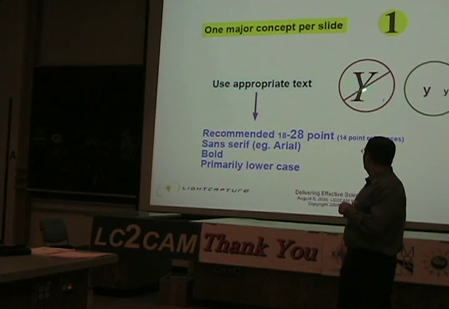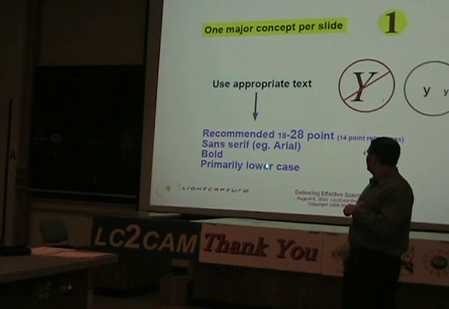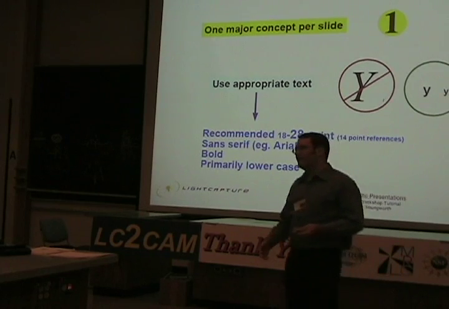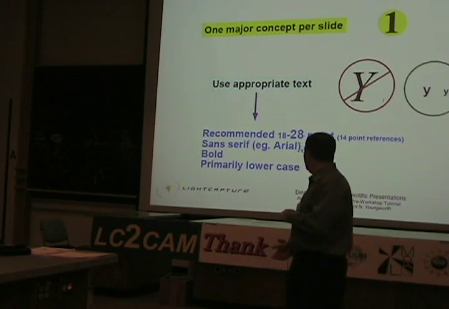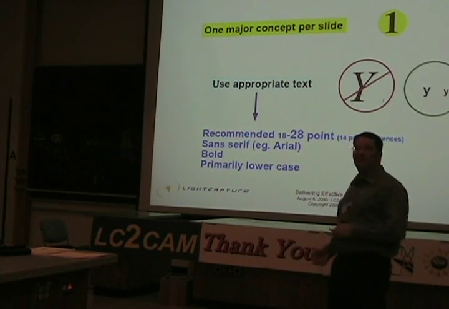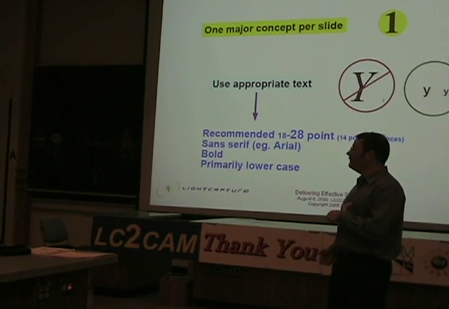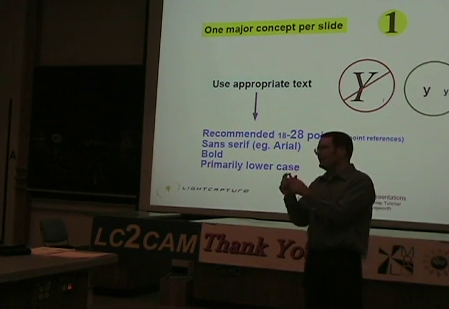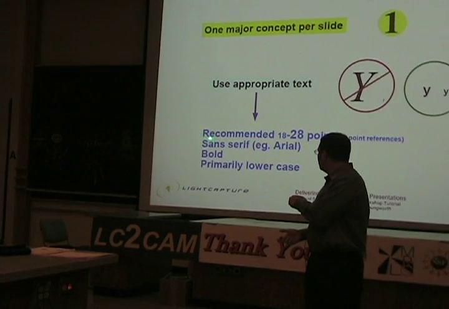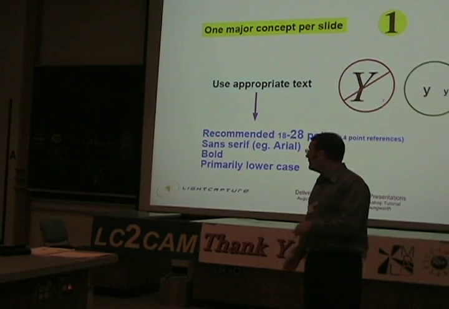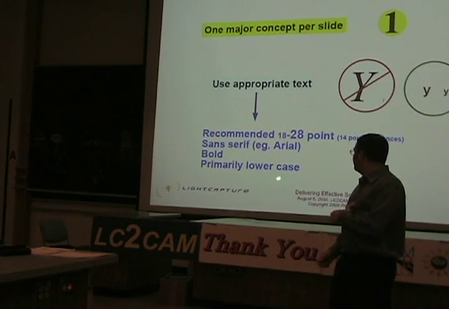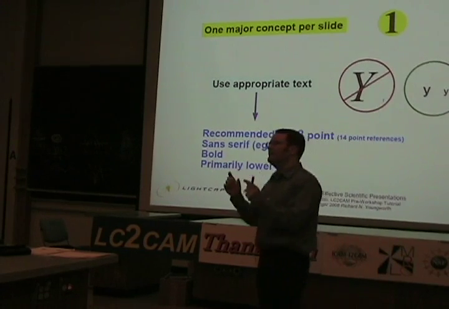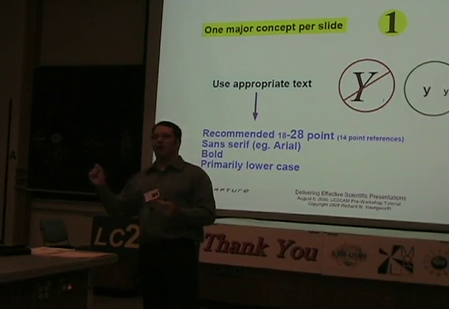Generally, though, using appropriate text, there are some general guidelines. I have a reference that talks about this sort of thing. 18 to 28 point, maybe 14 point for references. Sans serif fonts, you don't want all these little extra marks and things on your text. Bold is better, and primarily lowercase. If you actually capitalize everything, it takes people longer to read them.